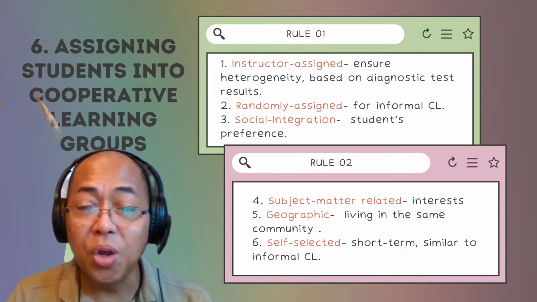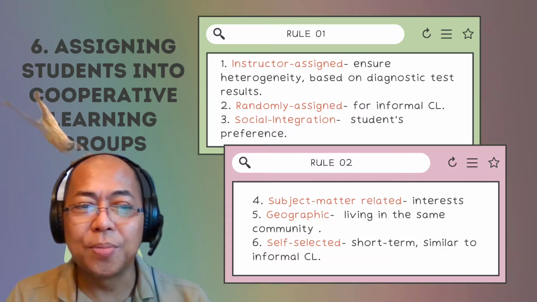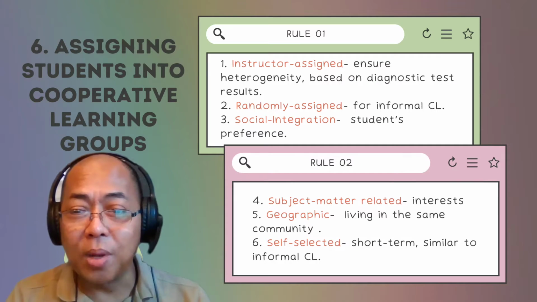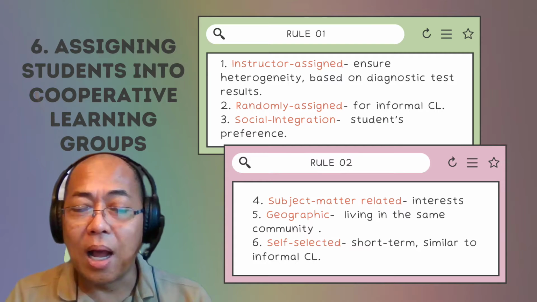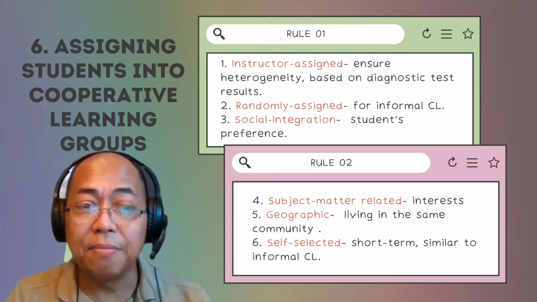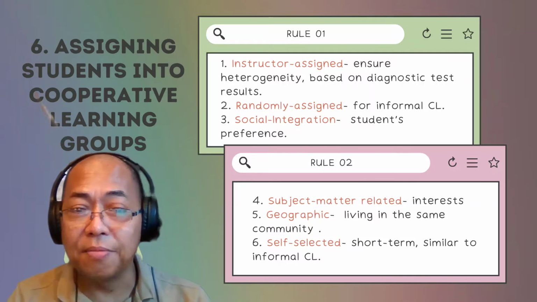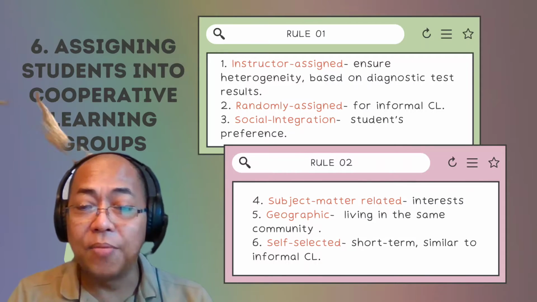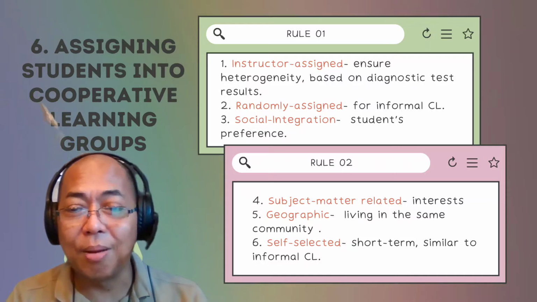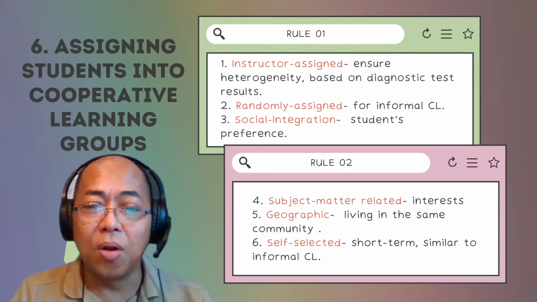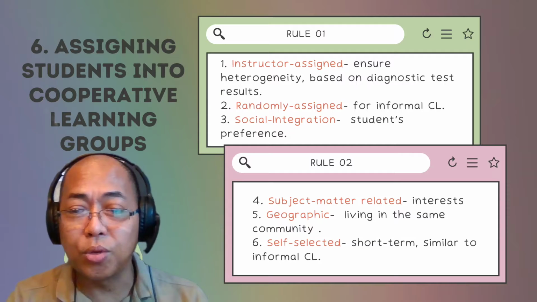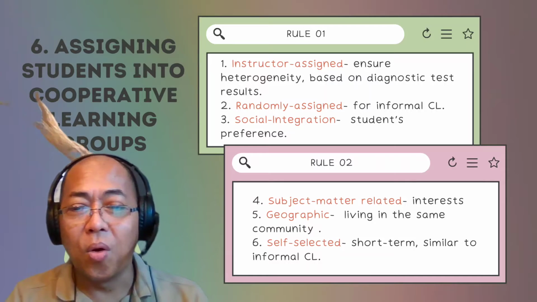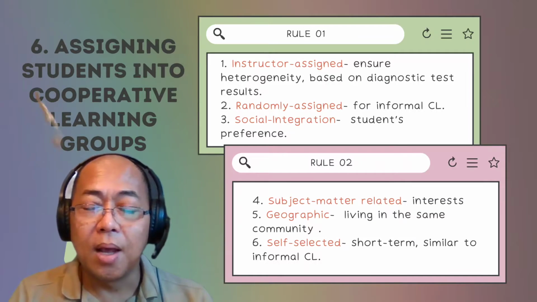Second, randomly assigned groups. In randomly assigned groups, the instructor can simply ask the students to count off or number off and place them in different groups according to their assigned number. Let's say all ones will group together, all twos will group together, or all threes, and so on.